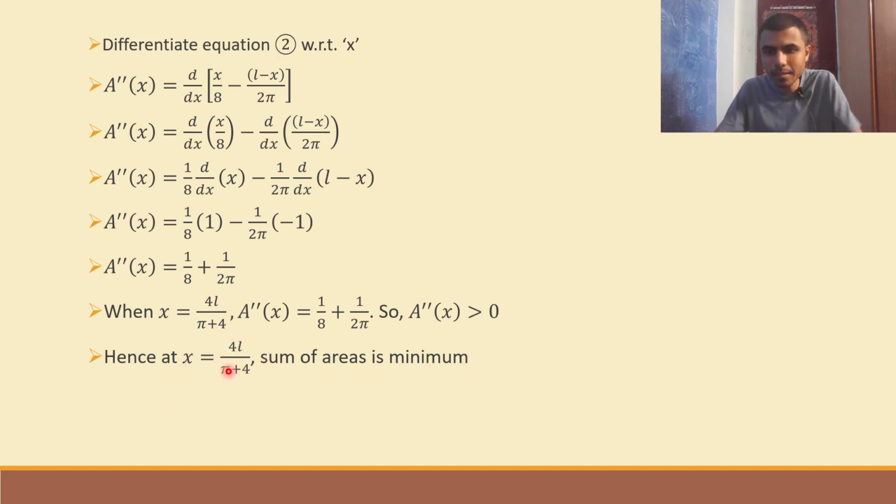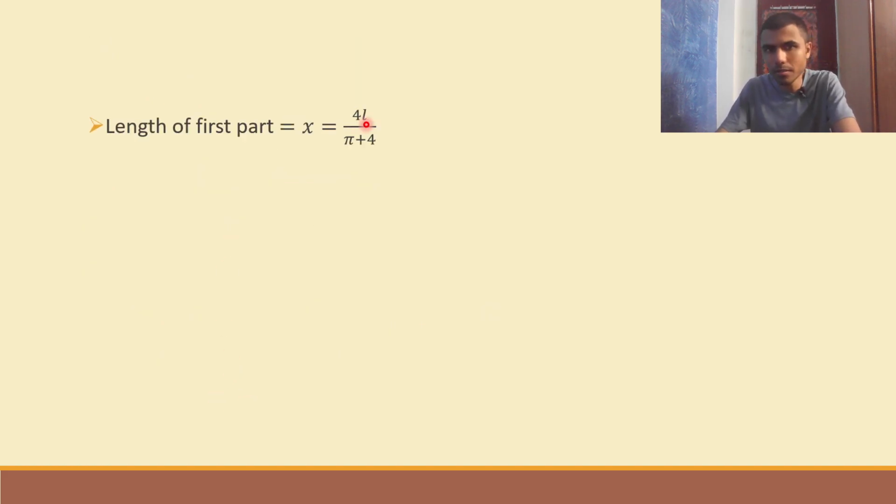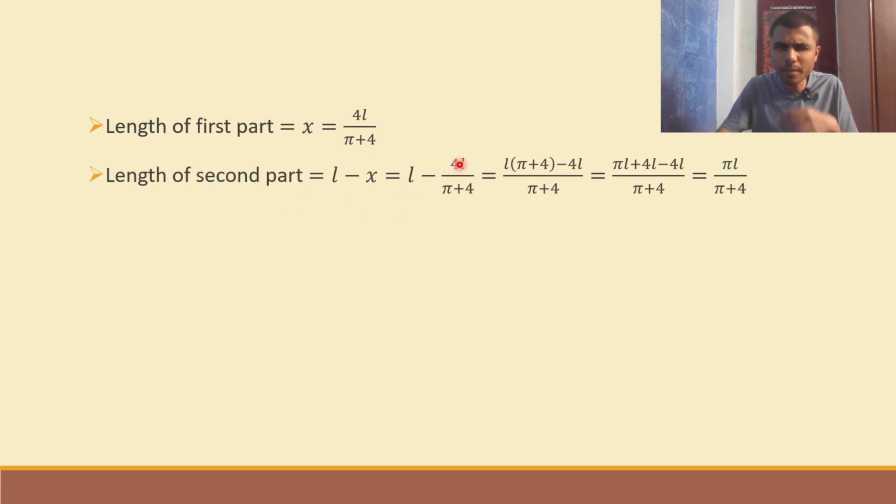So the first part length is x, and the second part is L minus x, that is L minus 4L by (pi plus 4). Take LCM: L into (pi plus 4) minus 4L, multiply, pi L plus 4L, 4L cancel, and pi L by (pi plus 4). So this is what they had asked: find out the lengths of the two parts. The length of the first part is x, the length of the second part is L minus x. Okay, hooray. We are done with this question for now.